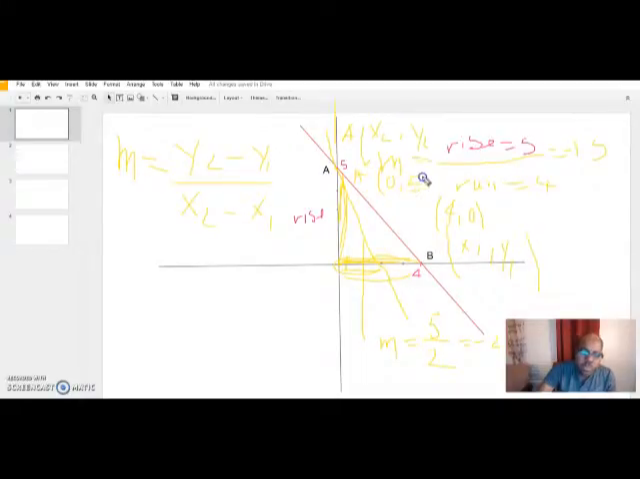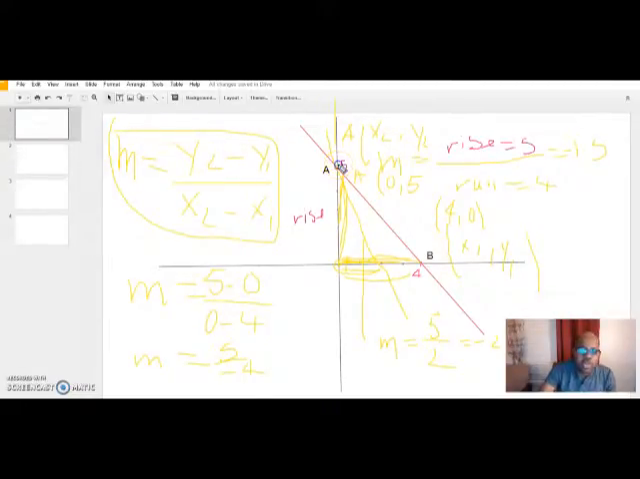So if I have to replace in M, Y2 is 5, minus Y1, which is 0, over X2, which is 0, minus X1, which is 4. So M equals 5 over minus 4. That's why I say it's negative. So that's the formula when you need to find out the slope of a line.